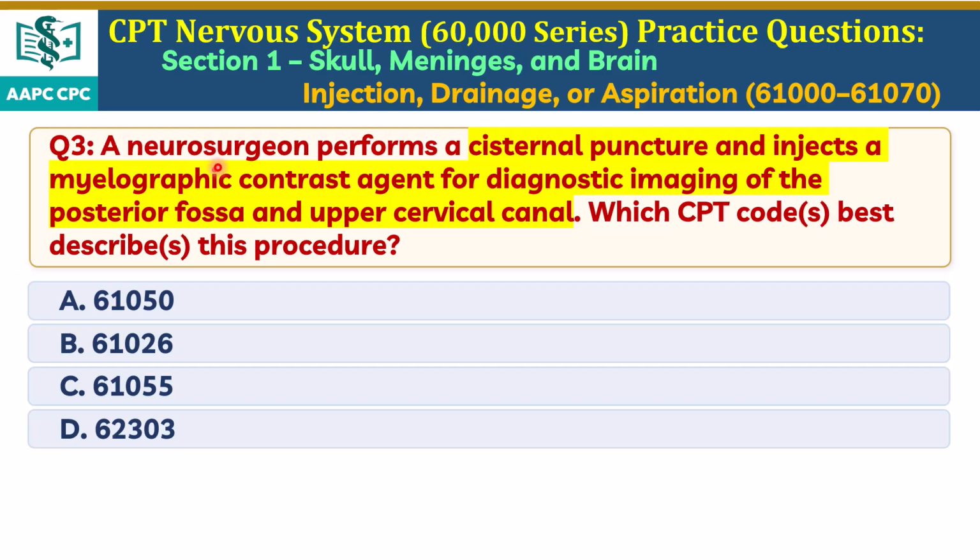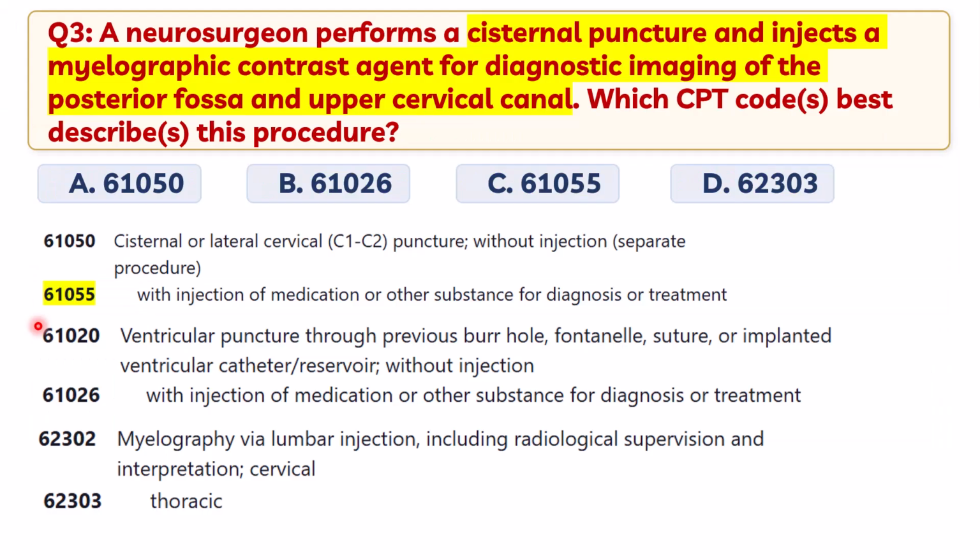So here you have to highlight, this is a cisternal puncture and injects a myelographic contrast agent. So puncture plus injecting agent. The anatomic position is posterior fossa and upper cervical canal. So let's use the elimination method first. Code 61050 says cisternal or lateral cervical puncture without injection. But in this case, it injects some contrast material. So next code 61055 says with injection of medication or other substance for diagnosis or treatment.